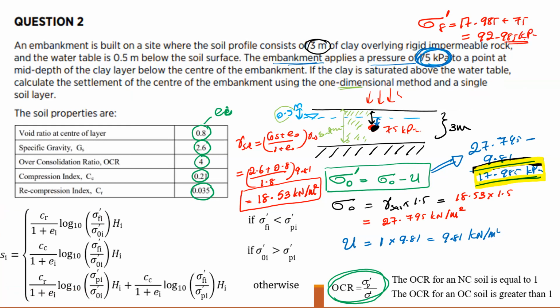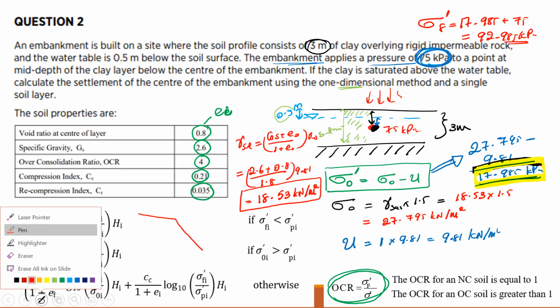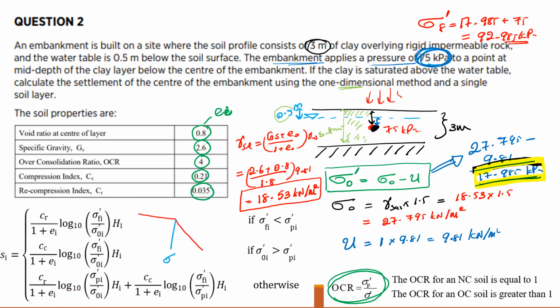Now you know the initial and the final. We need one more, because we need to find out where these two values are compared to this sigma dash P. So we need the sigma dash P to find out whether the two points are on the left-hand side, right-hand side, or on the two sides. So how do we find the sigma P? You use this one here.